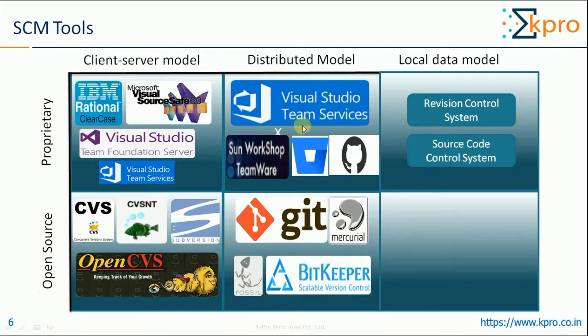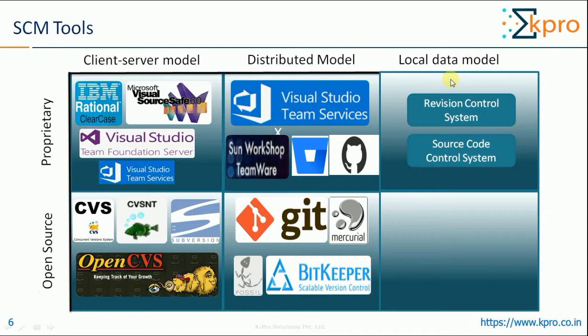You may ask one question: why is Visual Studio Team Services listed in the distributed model as well as the client-server model? Because VSTS, or Visual Studio Team Services, supports TFS as well as Git. That's why it is listed in both sections. Git is a very popular tool, and Mercurial, BitKeeper, and Fossil are other examples.